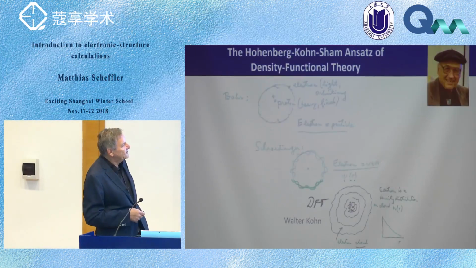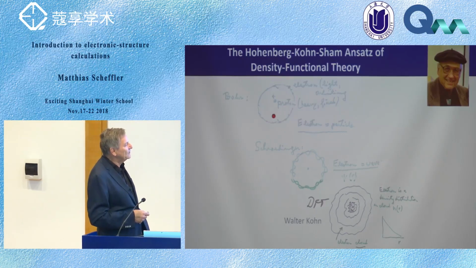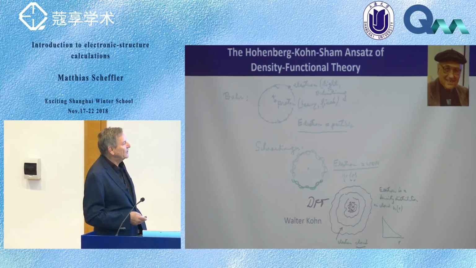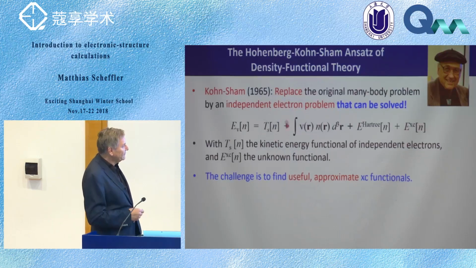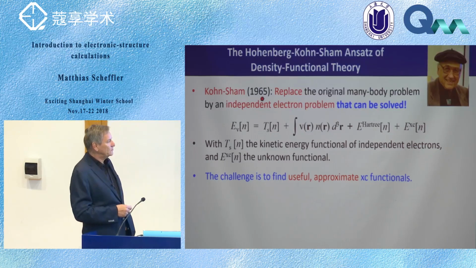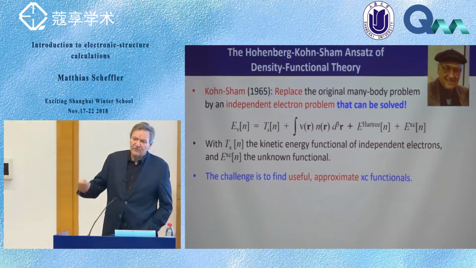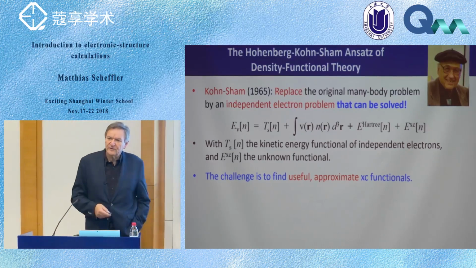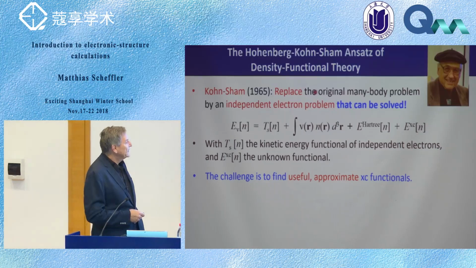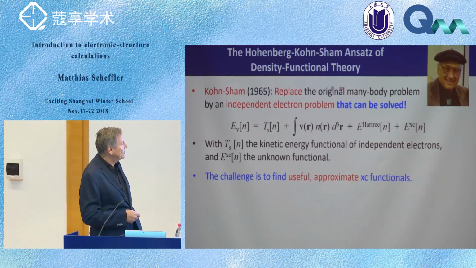This is actually just some handwriting of Walter Kohn when he explained the difference in what is the Bohr model of electrons and nuclei, what is the Schrödinger idea of a wave, and what is density functional theory. But what I wanted just to say is the next step after Hohenberg and Kohn was the Kohn-Sham equation just 1 year later, and that made everything practical. So Hohenberg-Kohn is a nice theorem, but you don't really know how to use that, and Kohn and Sham then made it usable. Replace the original many-body problem by an independent electron problem.